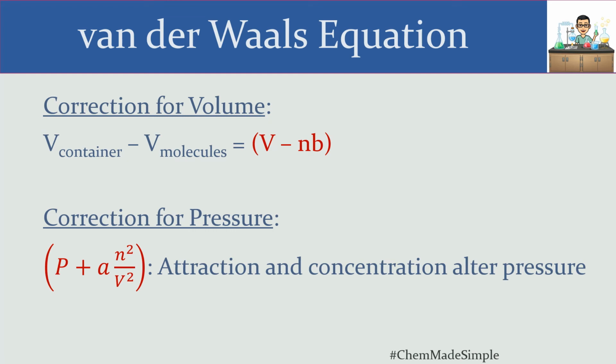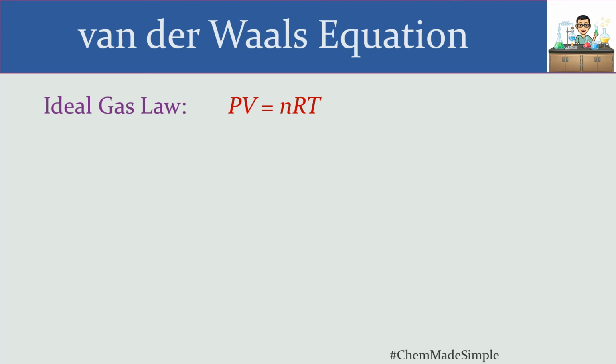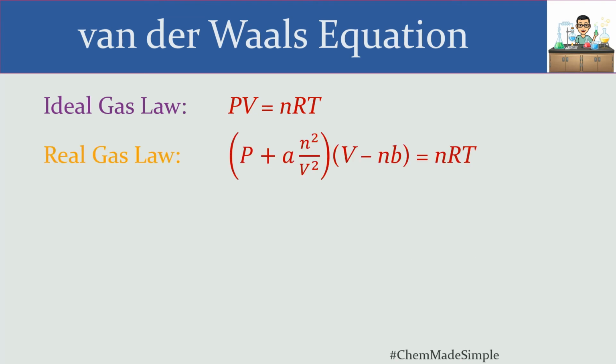And so wherever we see P and V in the ideal gas law, we're going to substitute those two terms in. So here's how that's going to look. Here's PV equals nRT, and wherever we see pressure and volume, we're going to substitute in the pressure correction term, and we're going to substitute in the volume correction term as well.